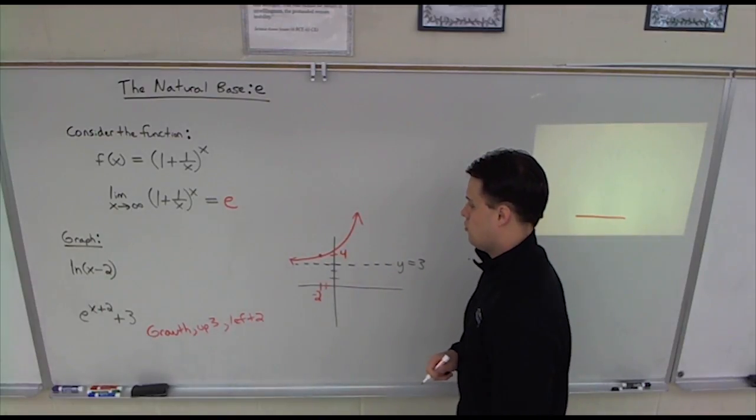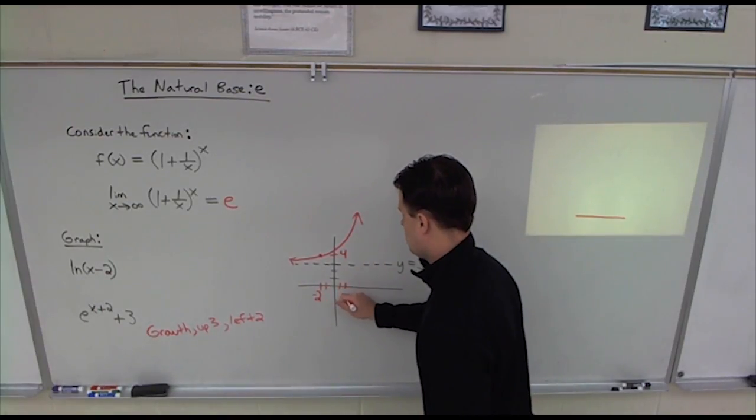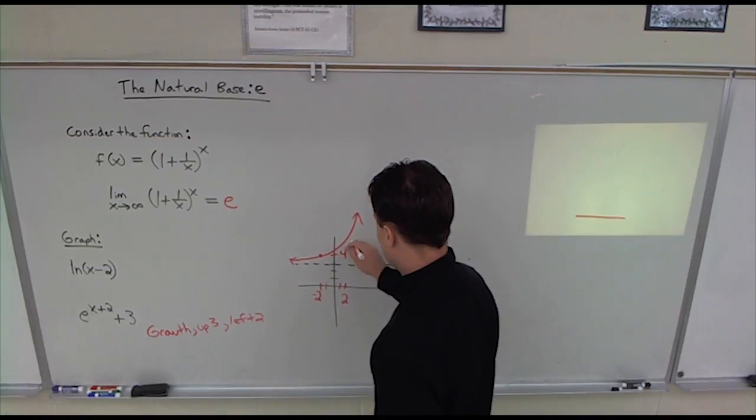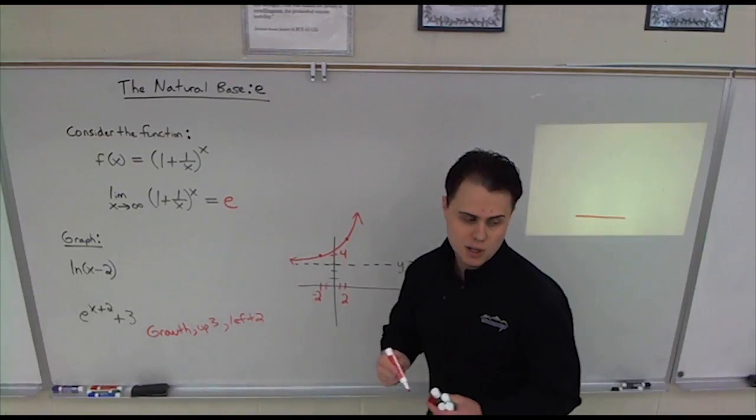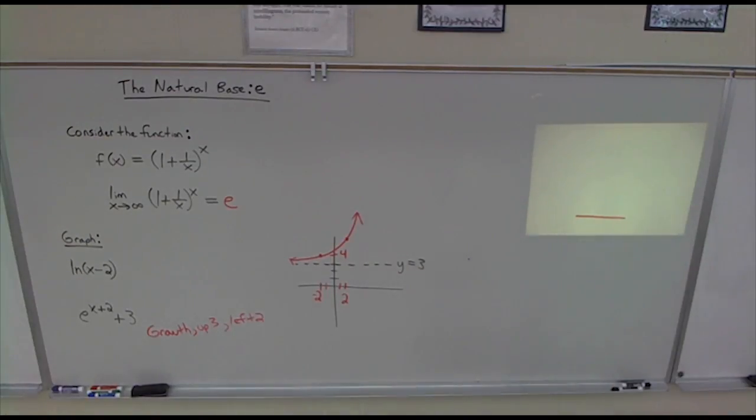Probably want to plug in one more point for scale, like maybe 2. So if I plug in 2, what point am I going to get? I'm going to get e to the 4th power plus 3. I guess I could use my calculator for that. Let's see. E raised to the 4th power plus 3 is about 57.